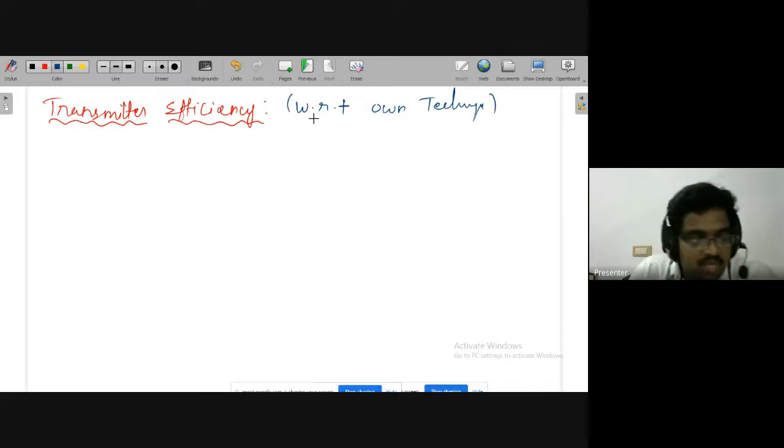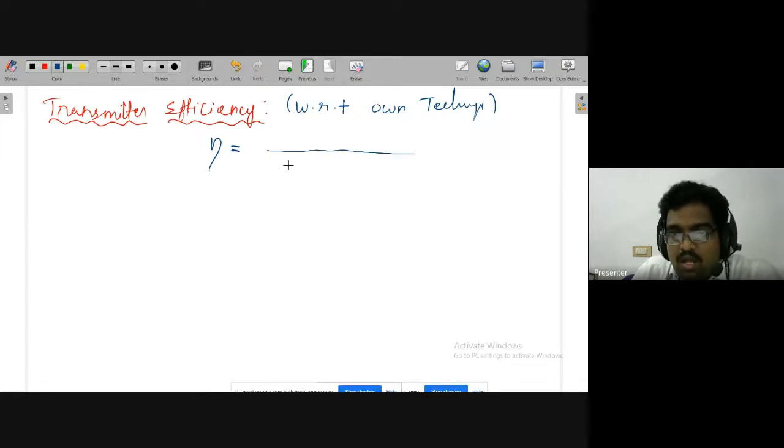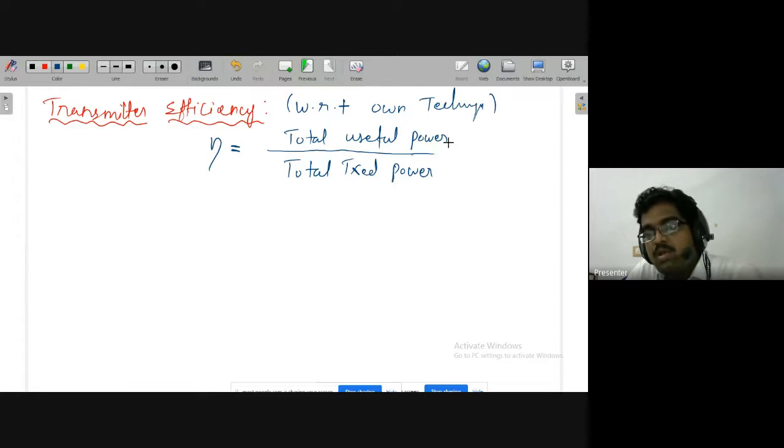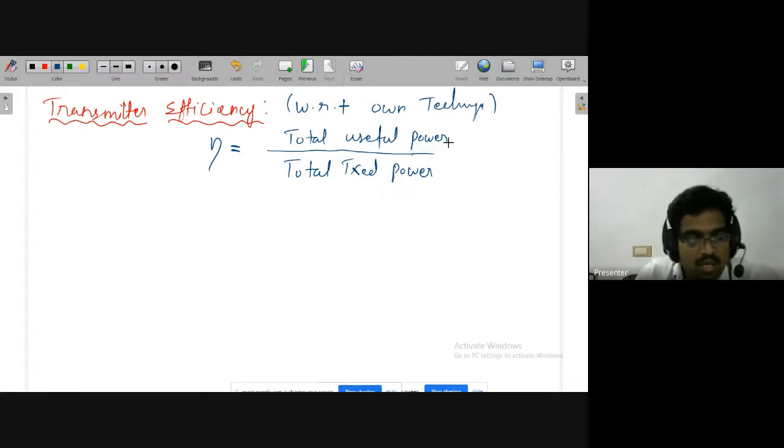Now, what is the generalized formula for efficiency? In any system, you will be using some total transmitted power. Out of that transmitted power, how much is the total useful power? So this is the formula for efficiency. You are transmitting some power, but how much percentage of that power is actually useful? That is the transmitter efficiency.